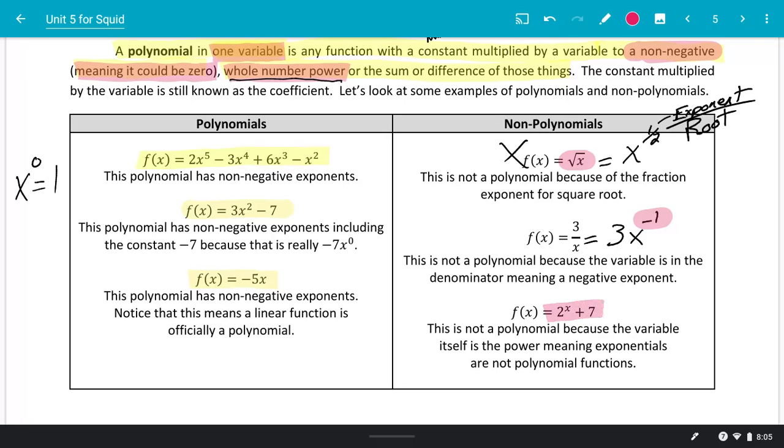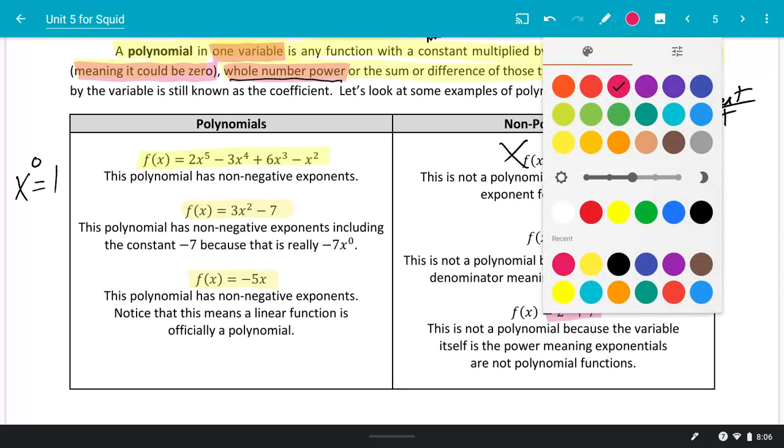That's giving us 2 to the x power. Well, it says it has to be to a non-negative whole number power. What is the exponent here? It's x. So what's x? Well, we don't know. It could be anything. There's no limit. So this is not a polynomial because the variable itself is the exponent. In order to be a polynomial, you've got to have numbers and one variable to a non-negative whole number exponent. If you have anything else, we don't have a polynomial.